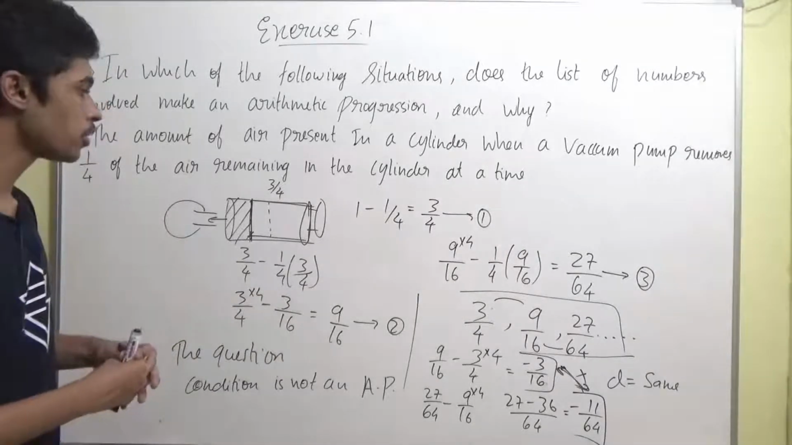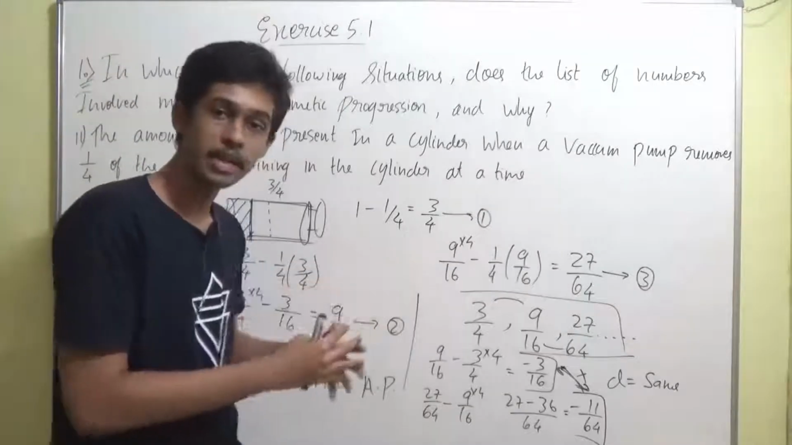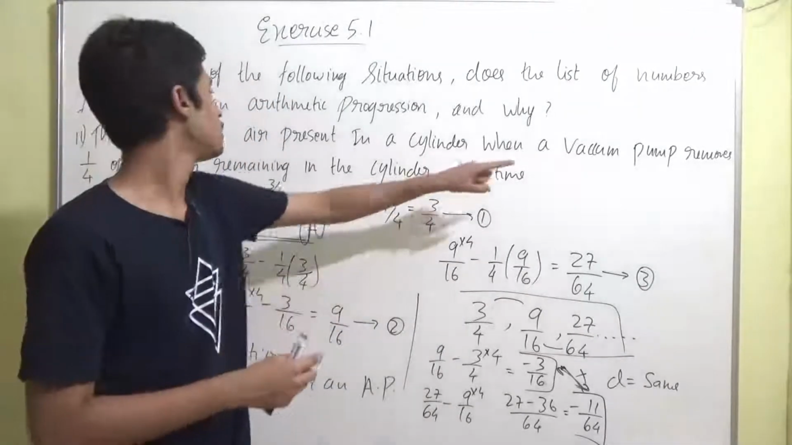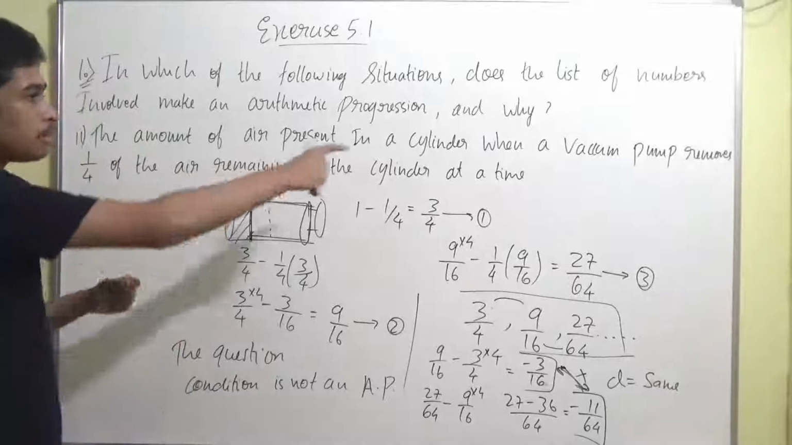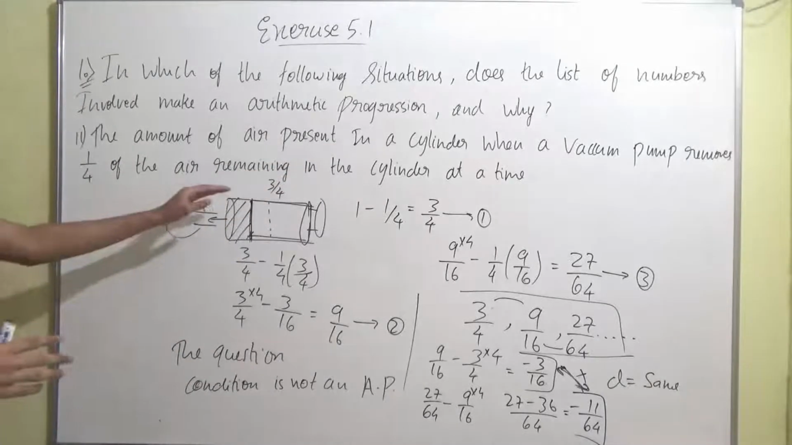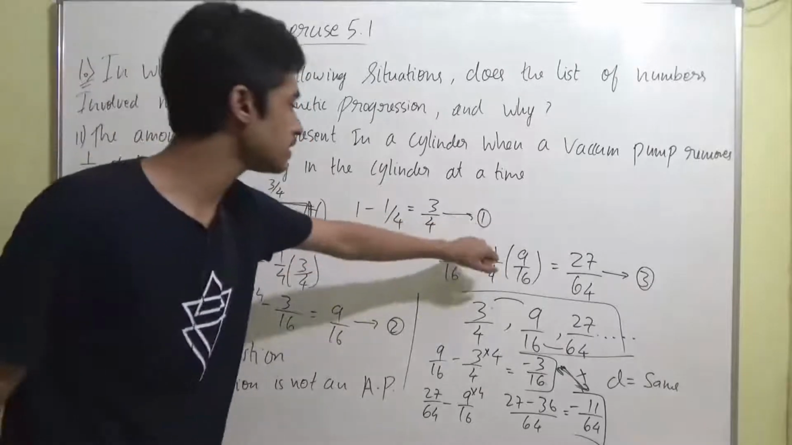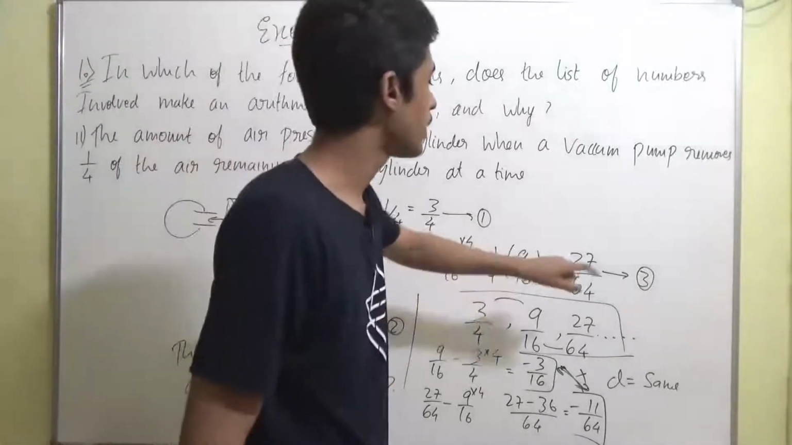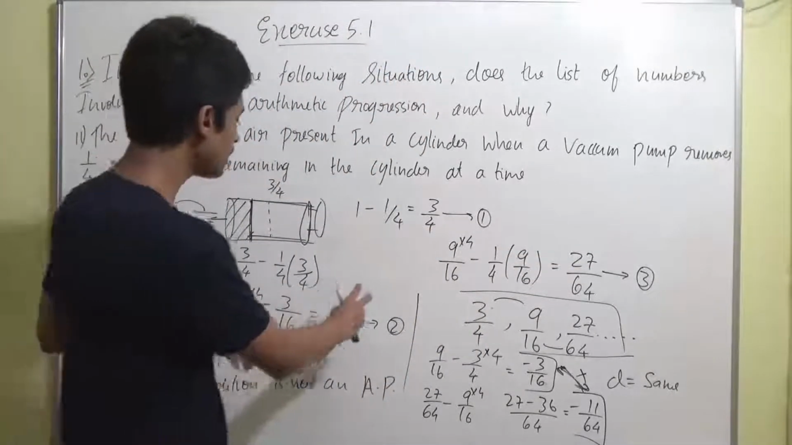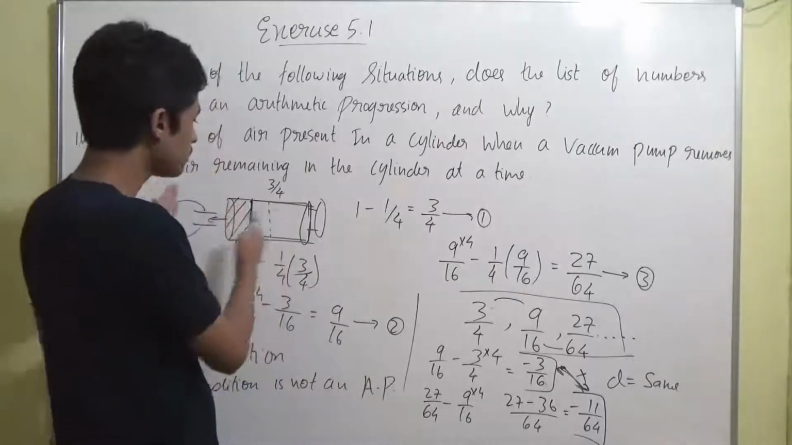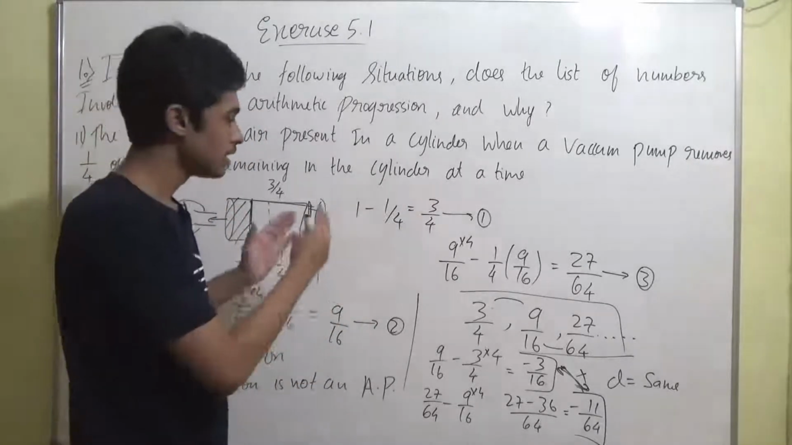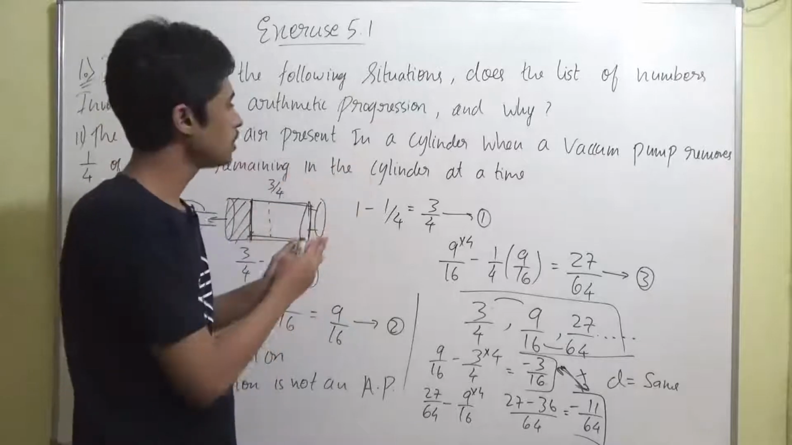In the third step, 1 by 4th of 9 by 16 will again be sucked out with the vacuum pump, right? Because they're telling us 1 by 4th of the air remaining in the cylinder will be sucked out every time. So 1 by 4th of that 9 by 16 is taken out, and the remaining will be 27 by 64. These remaining quantities in the cylinder after taking out 1 by 4th each time are what they gave us to form a sequence.